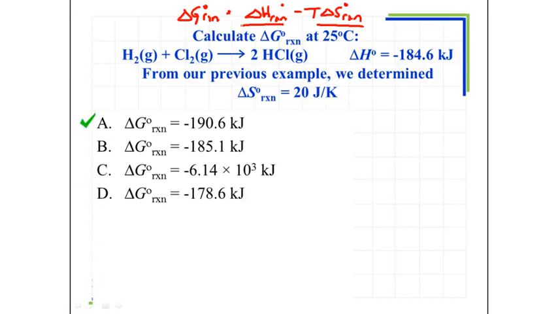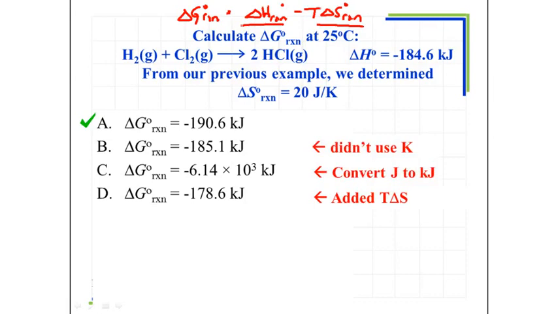Did you come up with a negative 190.6 kilojoules? If so, you did it correctly. If not, here are some of the common mistakes. Did you remember to work in Kelvin? I gave it to you in Celsius, but you have to be working in Kelvin in that equation. If you didn't work in Kelvin, then you probably answered B.